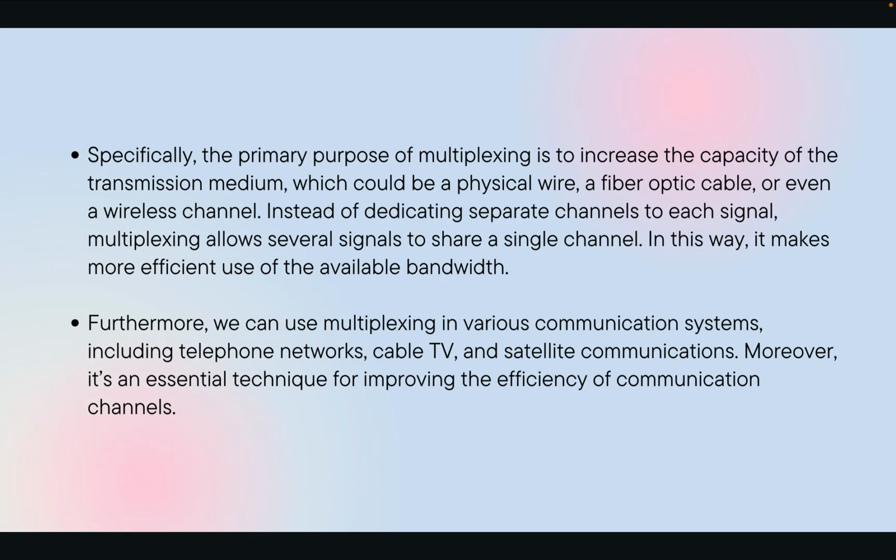Now, the main reason why we do multiplexing is to increase the capacity of the transmission medium. If we use many different signals by themselves, then we have to transmit a lot of different signals. Instead, if we multiplex, it's pretty easy to transmit a single signal which includes all of the different inputs that we need to transmit. Furthermore, we can use multiplexing in various communication systems, such as telephone networks, cable TV, and satellite communication.